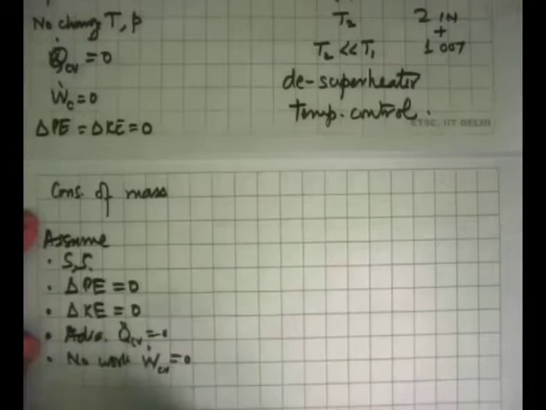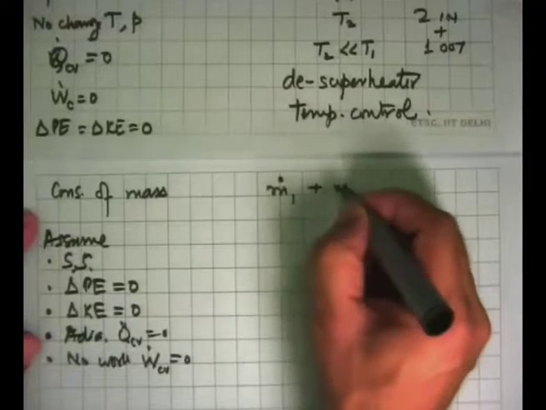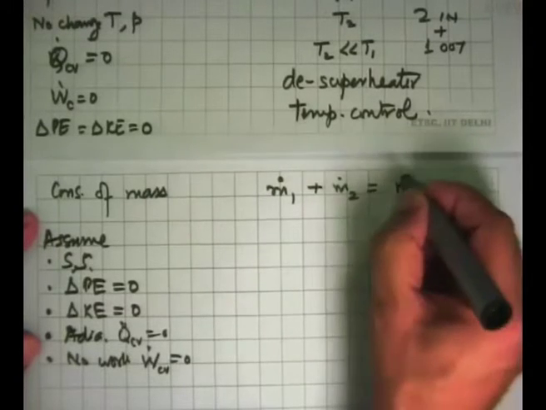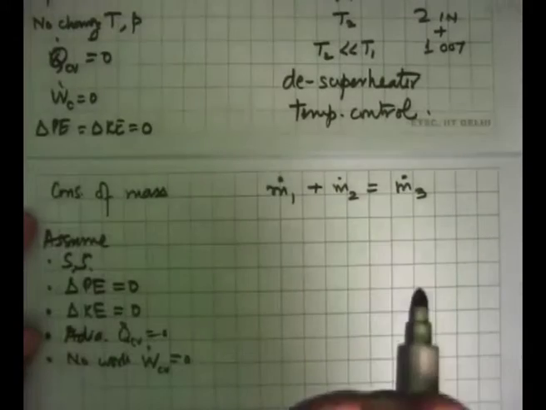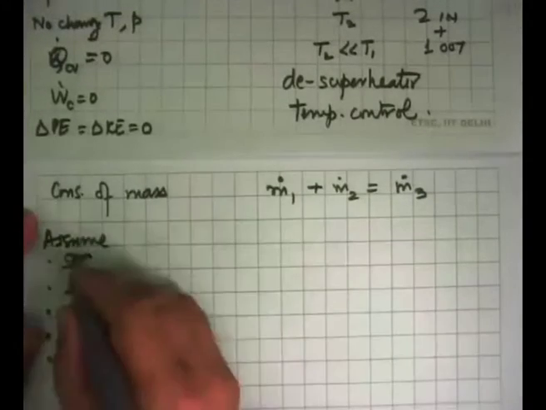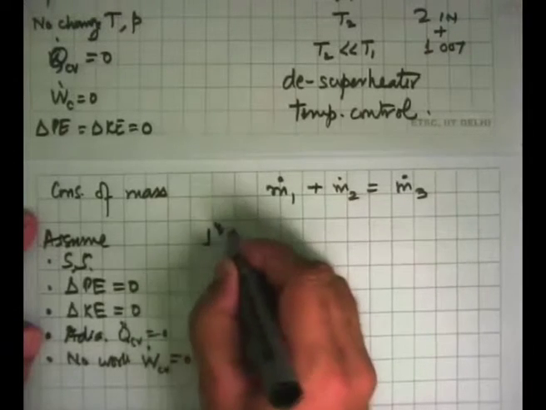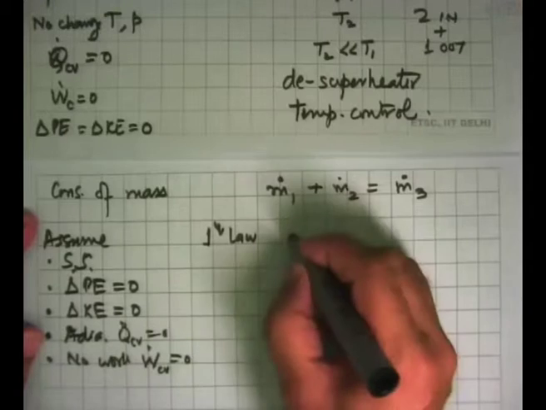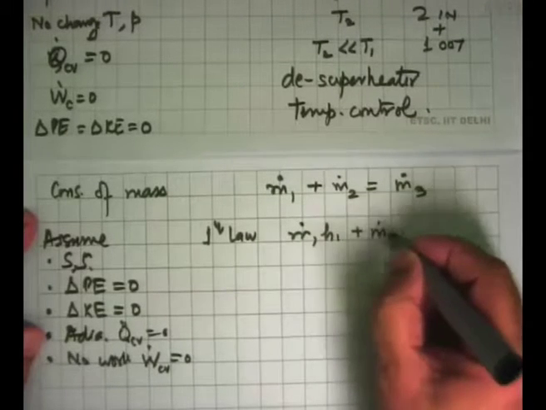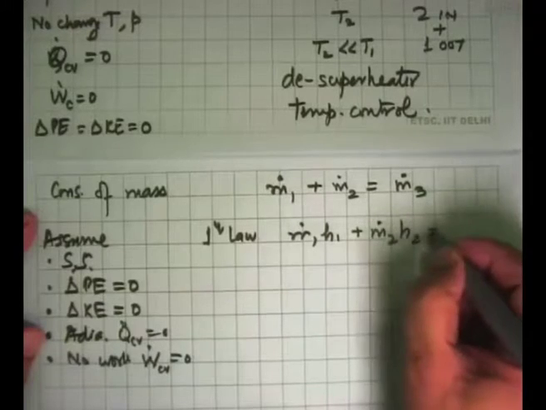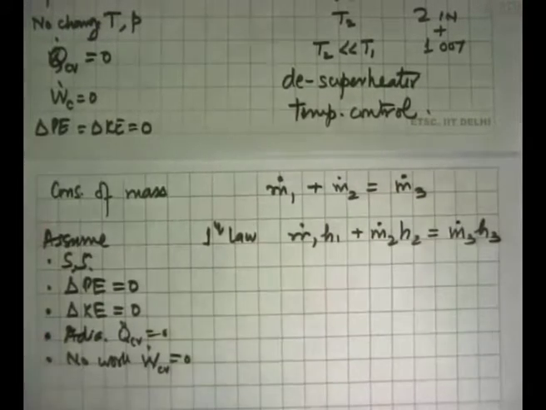So if you do all these assumptions, conservation of mass tells us that m dot 1 plus m dot 2 will be equal to m dot 3. So mass flow rate has increased a little bit, yes. And the conservation of energy, the first law, tells us for a control volume that m dot 1 H1 plus m dot 2 H2 is equal to m dot 3 H3.